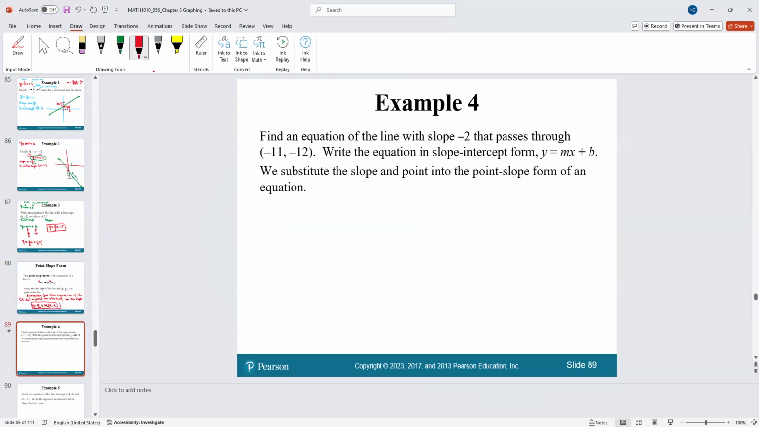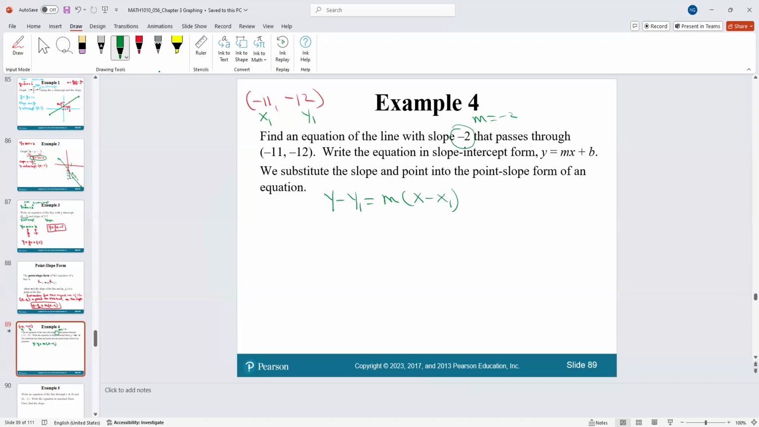Another example, because this section, as I said, is not going to be a very long section, but let's go over these examples where we need to find the equation of the line using slope m equals -2 that passes through the point (-11, -12). Remember, if you put -11, -12, that means this is x1, this is y1, and slope m equals -2. We know the formula for this is y minus y1 equals m times x minus x1.